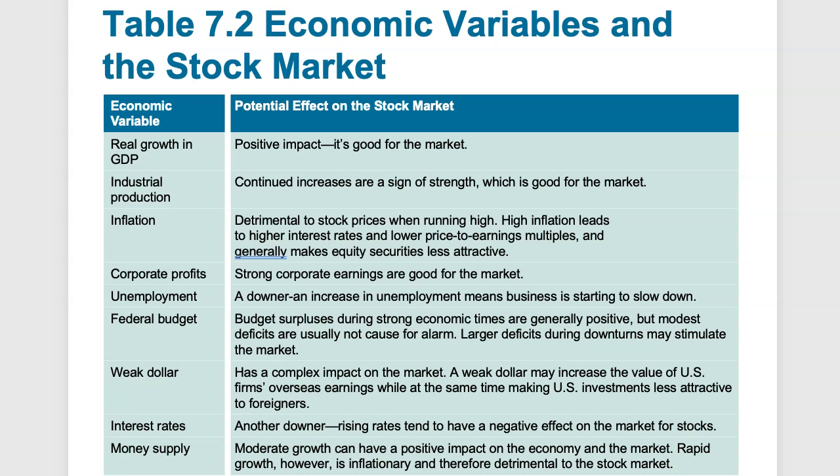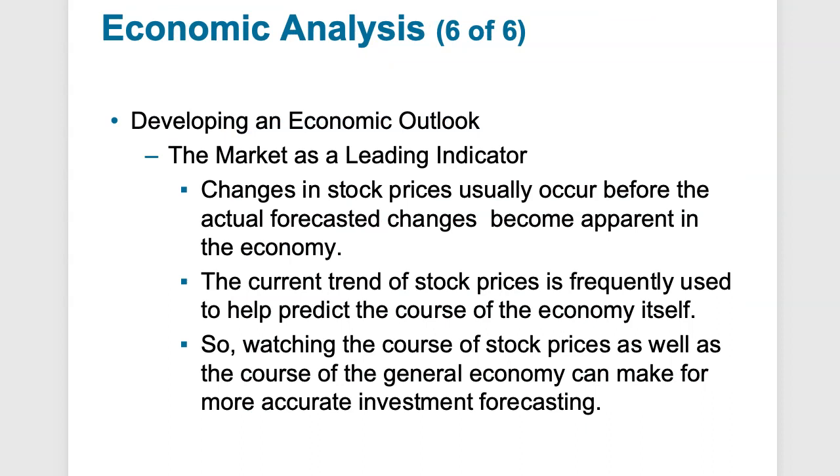You can see that when economic variables are released, the stock market reacts pretty quickly and prices change pretty quickly. Okay, so let's talk about developing an economic outlook. The stock market typically is a leading indicator. Stock prices are looking 6 months or a year down the road. So if you want to know how the economy is going to be doing, look to see how the stock market did over the past 3 months. If the stock market increased 20% in the past 3 months, that's going to say we're going to have a good economy moving forward.